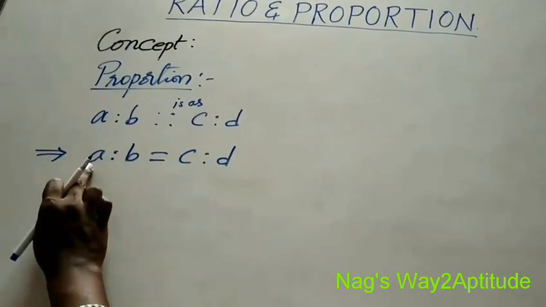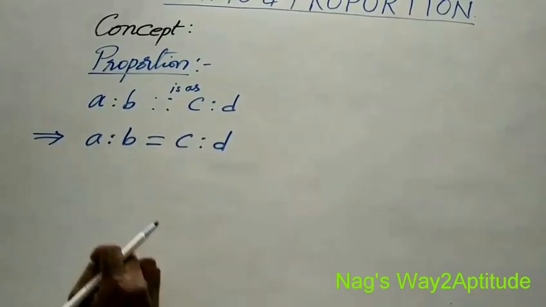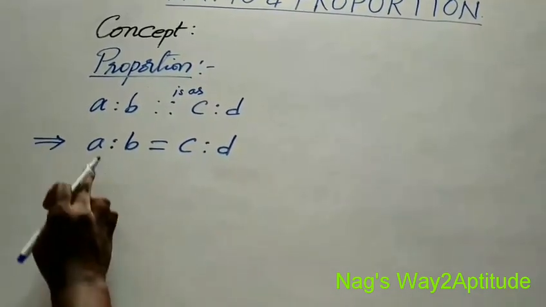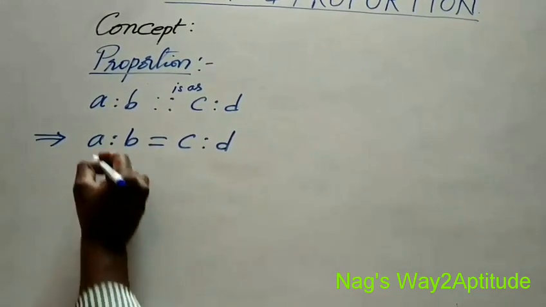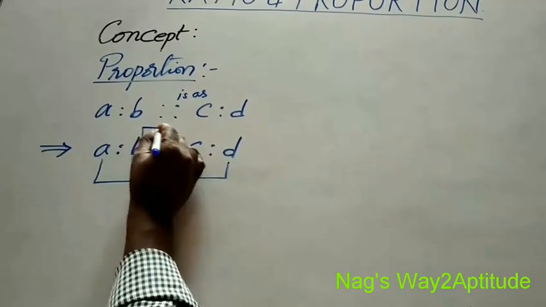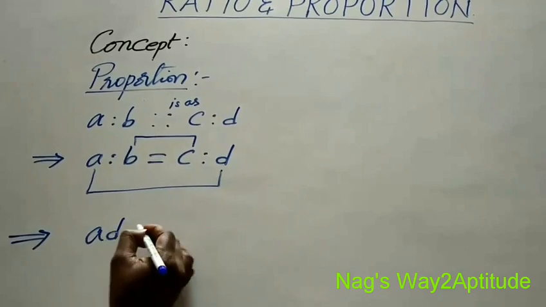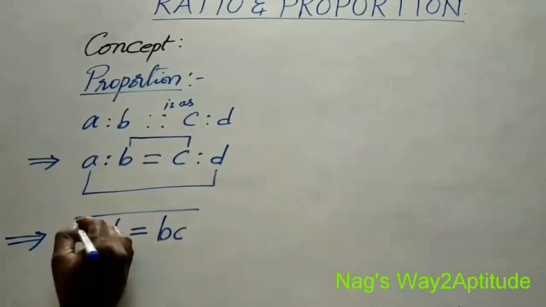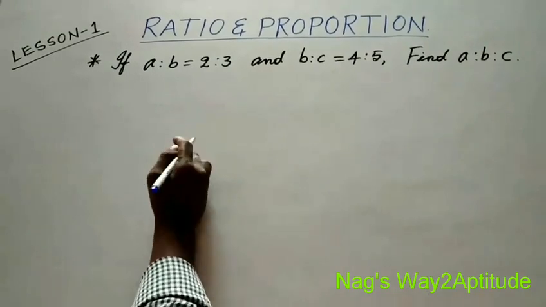And in this proportion, A and D are called extremes and this B and C are called means. And here one important property, the product of extremes A and D is always equal to the product of means B and C. So A into D is equal to B into C. The product of extremes is equal to the product of means. This is very important. Now let us see some problems in this topic.